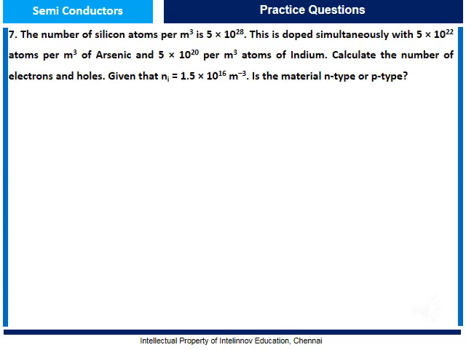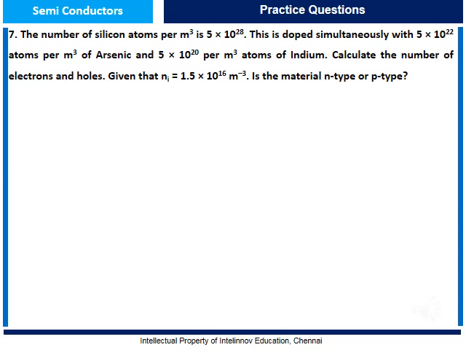Question number 7. The number of silicon atoms per meter cube is 5 into 10 power 28. This is doped simultaneously with 5 into 10 power 22 atoms per meter cube of arsenic and 5 into 10 power 20 atoms per meter cube of indium. Calculate the number of electrons and holes. Given that Ni equal to 1.5 into 10 power 16 per meter cube, is the material N-type or P-type?